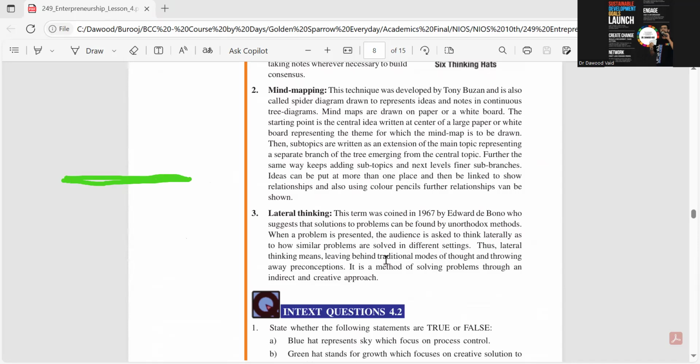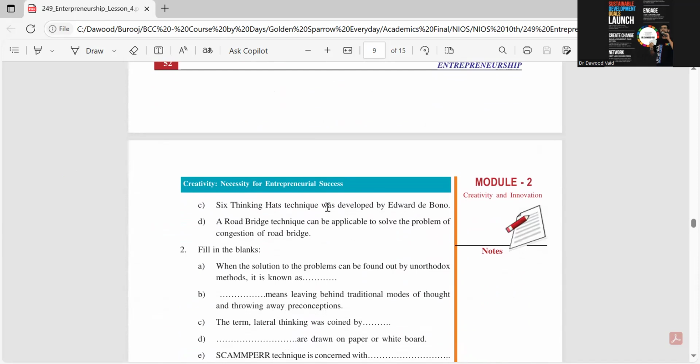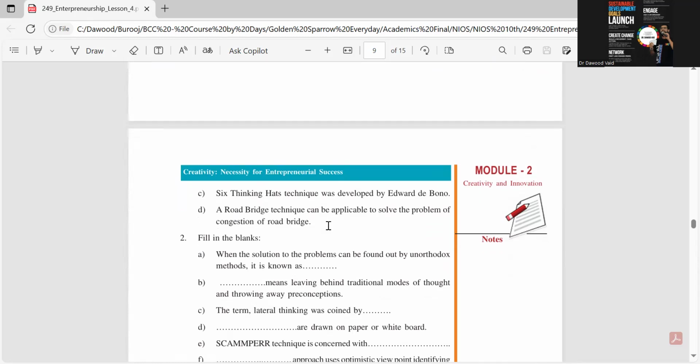All right, so let me do the index questions before we quickly go ahead. Blue hat represents sky, which is true. Yes, it is the process hat. It's a hat you start with. Green hat is for growth. Yes, that's also correct. The Six Thinking Hats was developed by Edward de Bono. That's right. A road bridge is applicable to solve the problem of congestion on a road bridge? No, that's a false one.